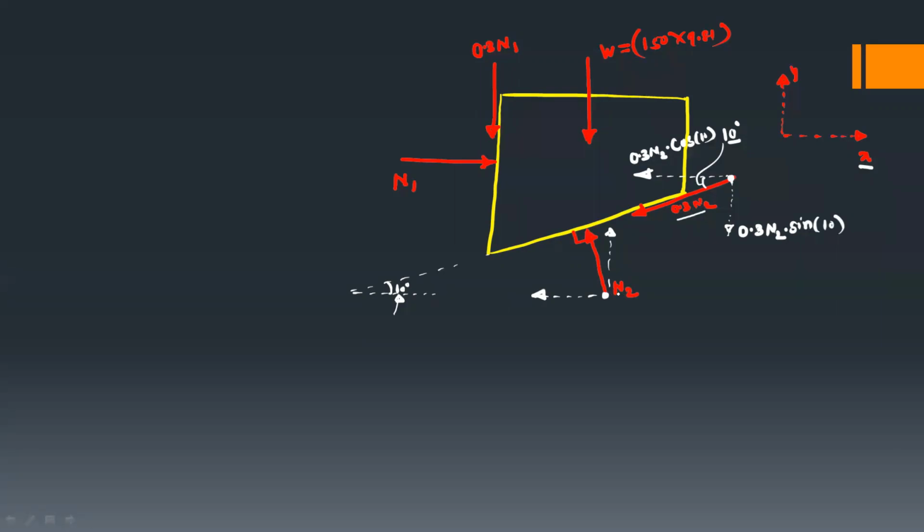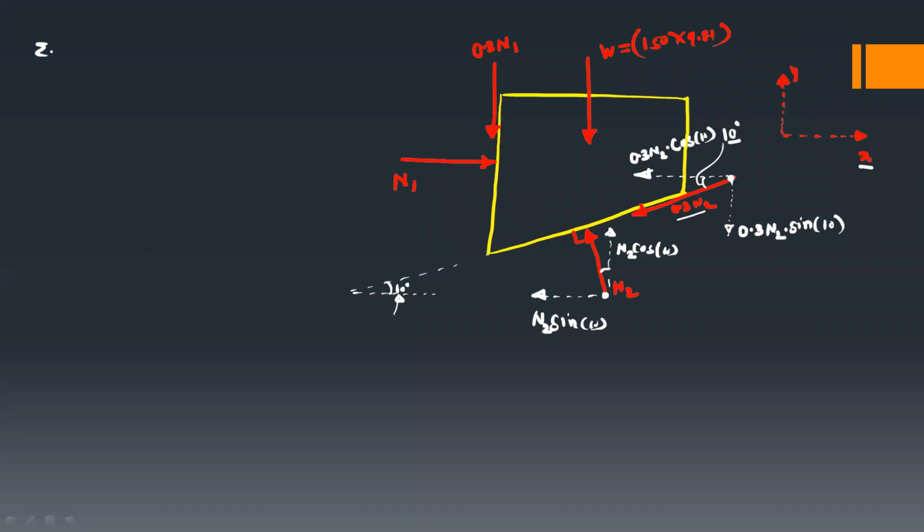Next, we have to resolve the normal reaction. You can observe here, as this angle is 10 degrees, this small angle will become 10 degrees. You can even find this angle by some construction, but I will directly take this angle as 10 degrees. This component is the adjacent component, so it will become N2 cos 10. This component is the opposite component, so it becomes N2 sin 10. So this is the complete resolution.